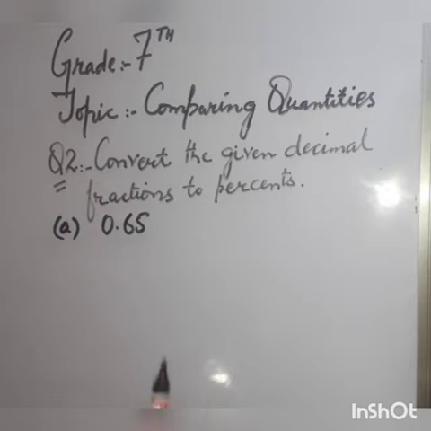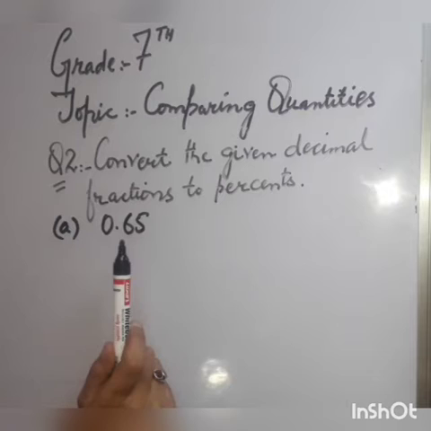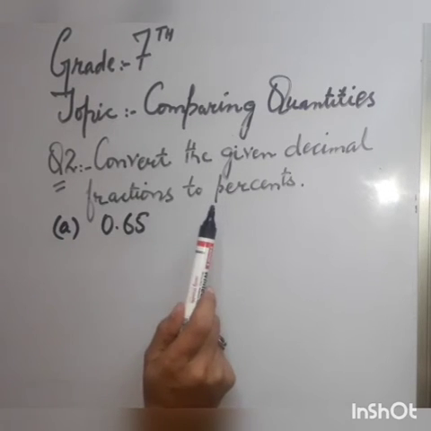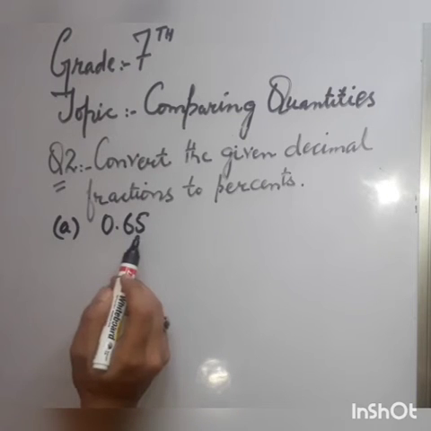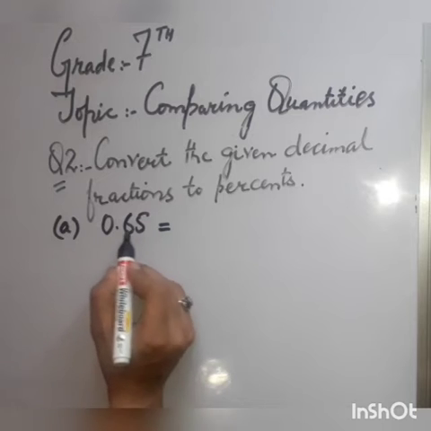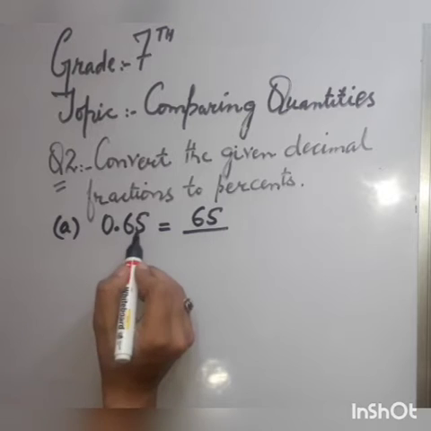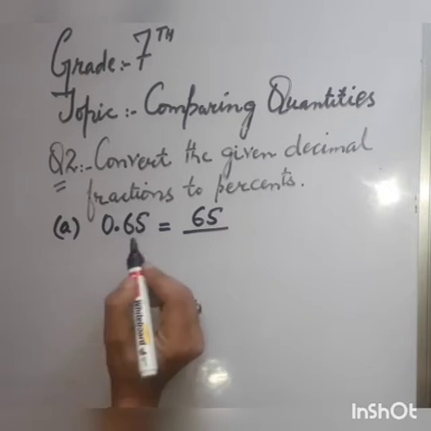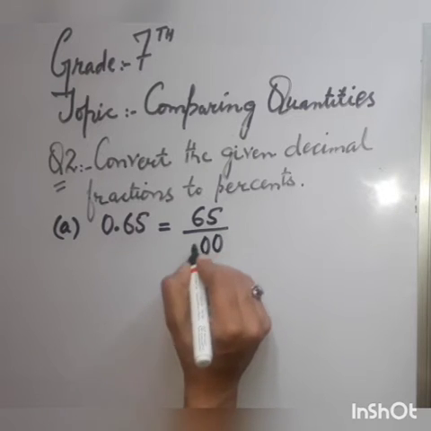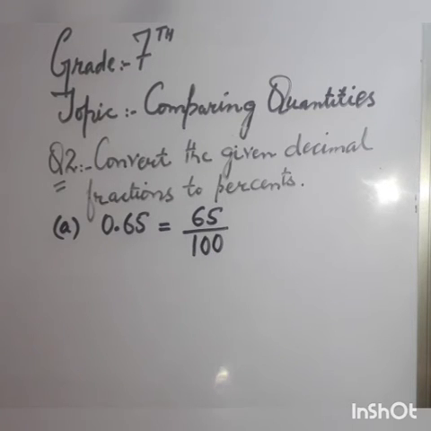Now students, question number 2 here is, convert the given decimal fractions to percents. Now you are given a decimal fraction and you have to convert this decimal fraction to percent. Now this is a decimal number, decimal fraction. This is 0.65. You can write this as 65 by, we have a point here after two decimal places. That means in the denominator we'll place two zeros and 1. So 0.65 is actually 65 by 100.